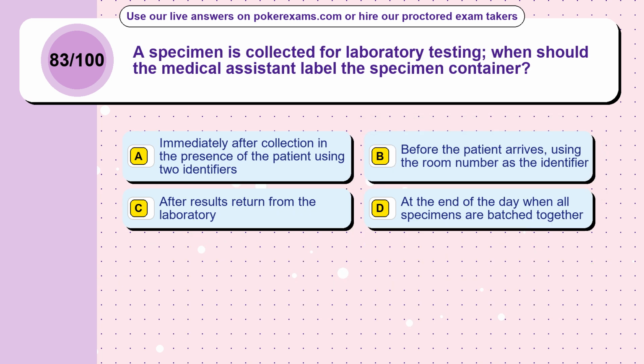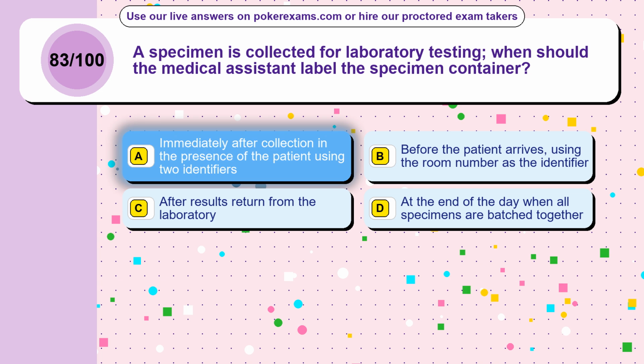Question 83. A specimen is collected for laboratory testing. When should the medical assistant label the specimen container? Option A, immediately after collection in the presence of the patient using two identifiers. Option B, before the patient arrives, using the room number as the identifier. Option C, after results return from the laboratory. Option D, at the end of the day when all specimens are batched together.